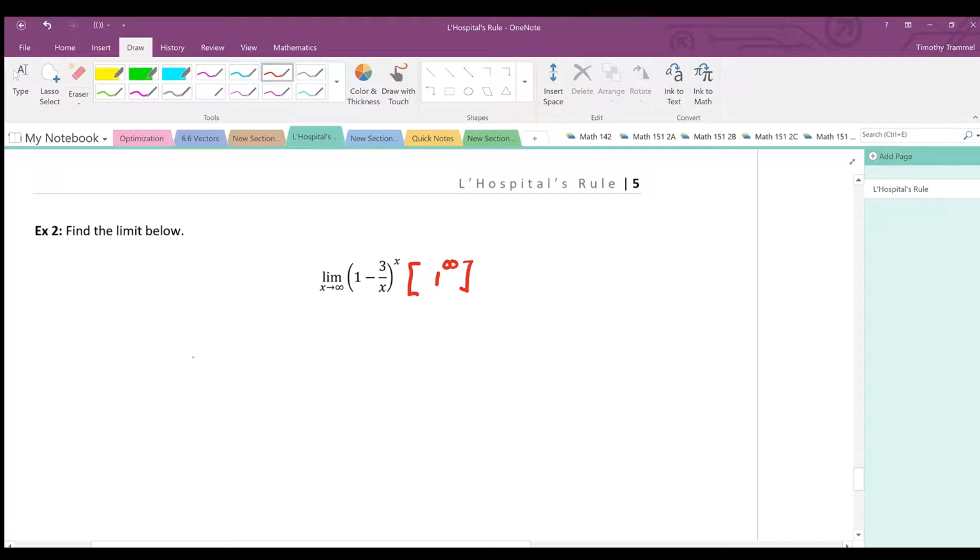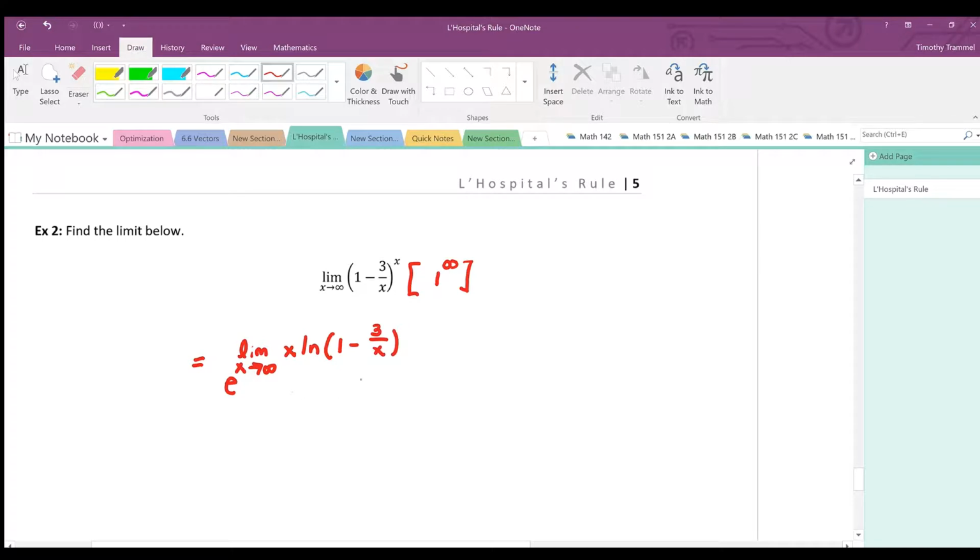To get started, we want to rewrite this as e to the limit as x approaches infinity. Our exponent will come down because we're going to take the natural log. So we have x times the natural log of 1 minus 3 over x.